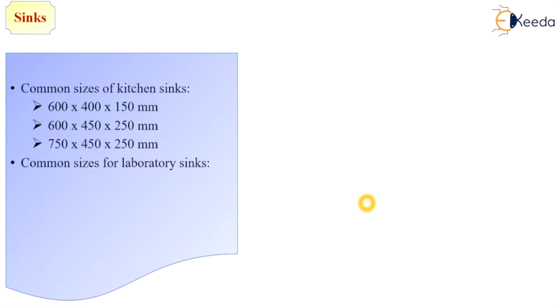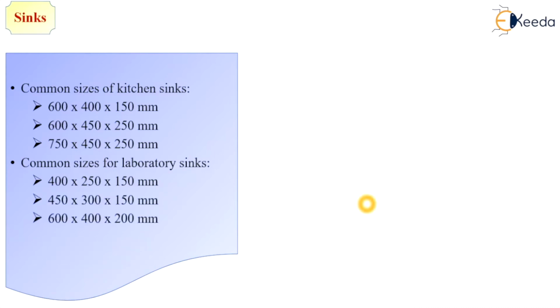And the common sizes for laboratory sinks are 400 by 250 by 150 mm, 450 by 300 by 150 mm and 600 by 400 by 200 mm. You observe that the lengths of laboratory sinks are less than those of normal kitchen sinks.